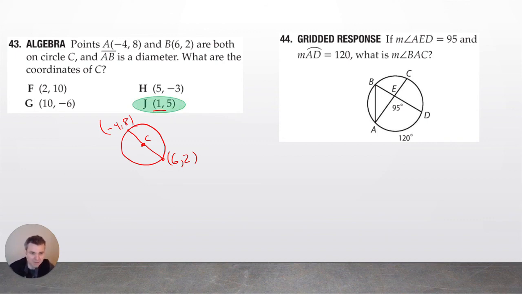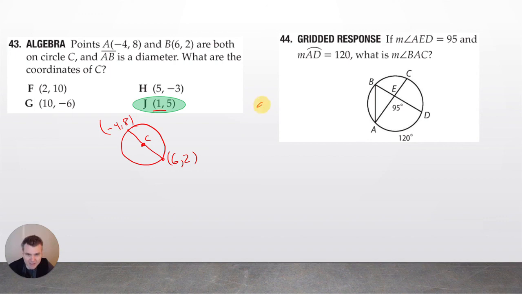All right, 44, they told us that AED is 95 degrees. They told us the measure of arc AD is 120 degrees. Now they want us to find the measure of angle BAC. Okay, so the most important part, first of all, is to find this arc here. Find the measure of arc BC.